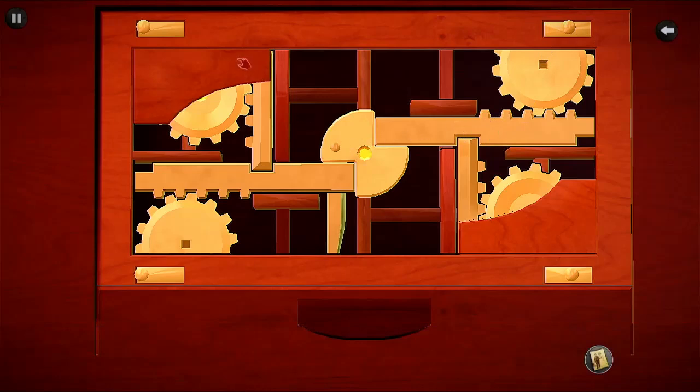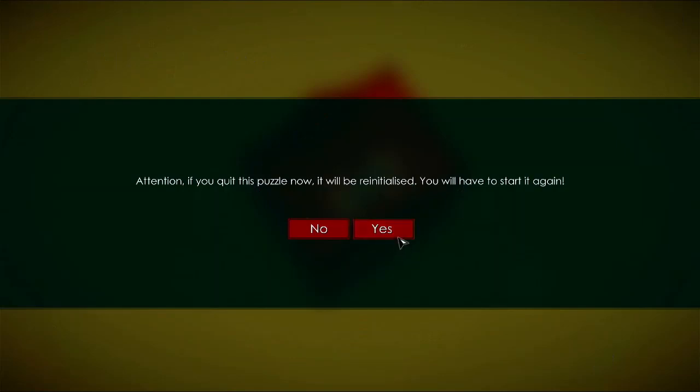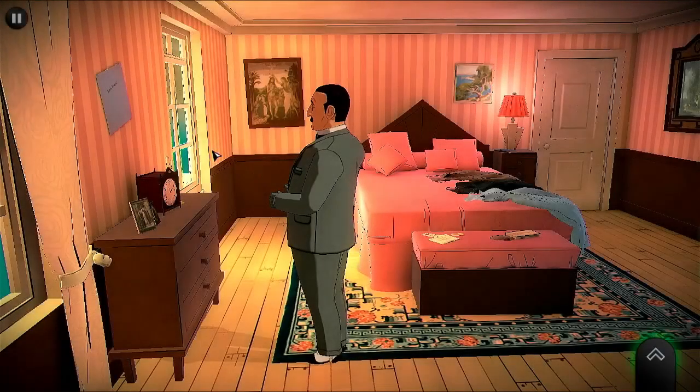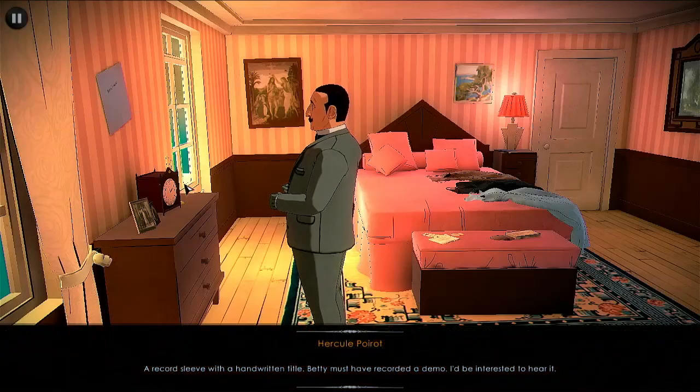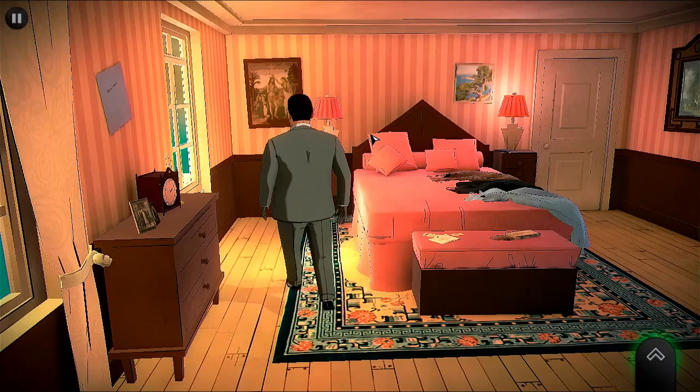Okay. How do we do this then? So this is a key puzzle. We need to... There must be a way to unlock it. Yeah, I'm gonna leave it because I think we haven't seen everything we need to see. Sleeve with a handwritten title. Betty must have recorded the demo. I'd be interested to hear it. Okay. Let me come back to that.